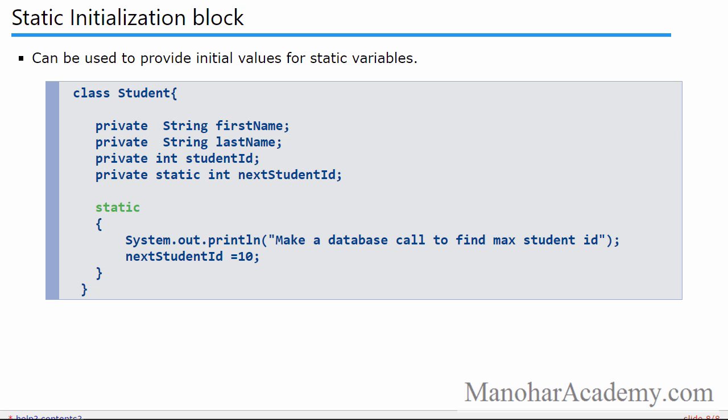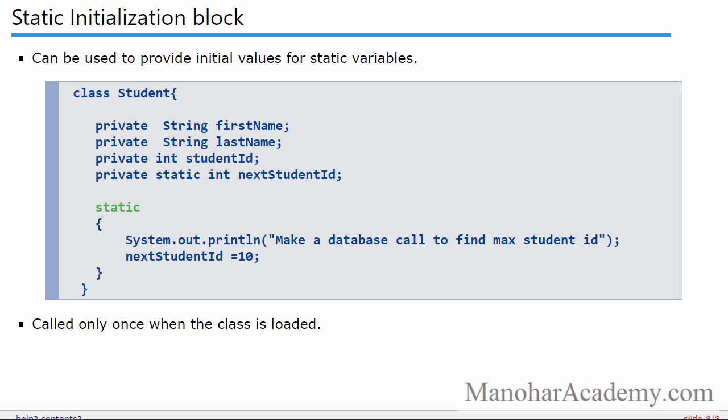Let's say we have a class Student, and the next student ID we should fetch from some database. Here, to keep it simple, I just printed a message saying make a database call to find the maximum student ID. Then I am assigning some value. Let's say 9 is the maximum in the database, then I am going to assign 10. This block, unlike the instance initialization block, is marked with the keyword static. That is what makes this particular block a static block.